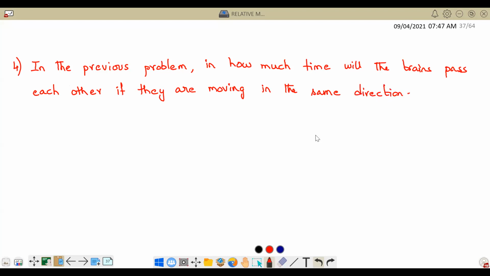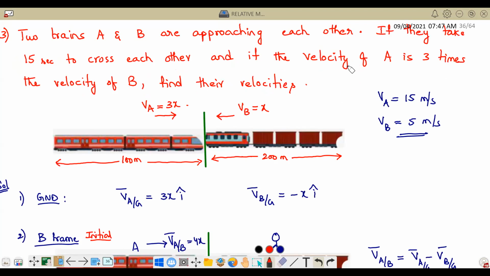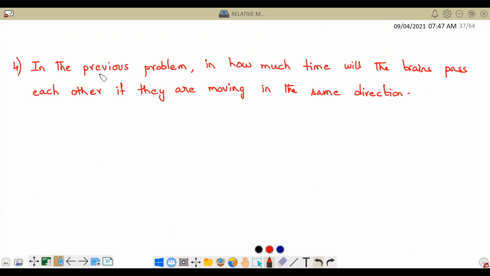Previous problem was what? They are moving in which direction? Opposite direction. Now the data is everything the same. What was the length of train A? 100 meters, first train. Length of B is 200 meters. And speeds are also given.